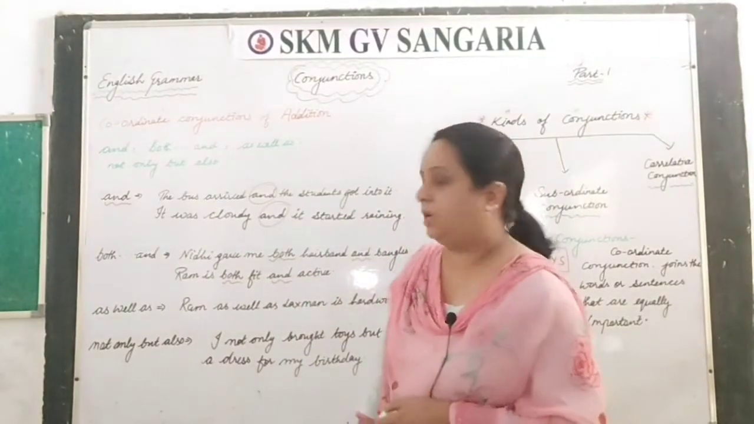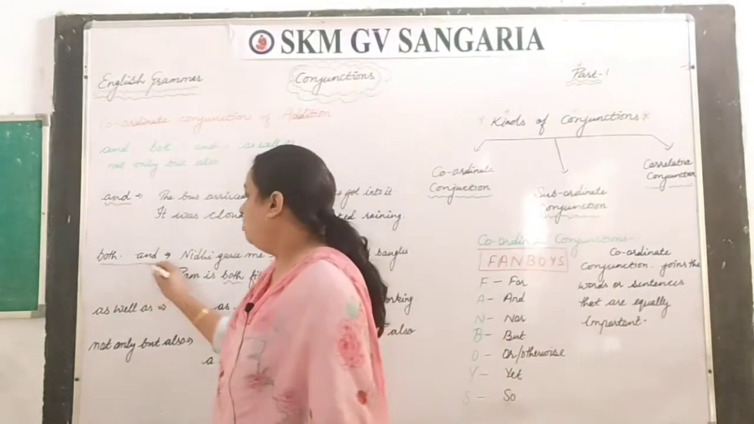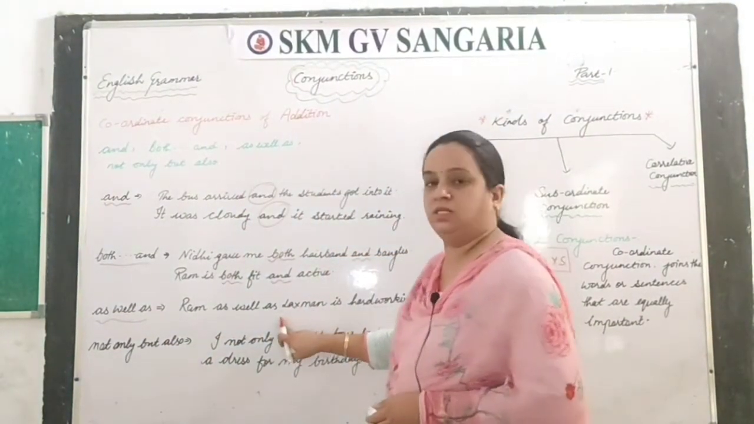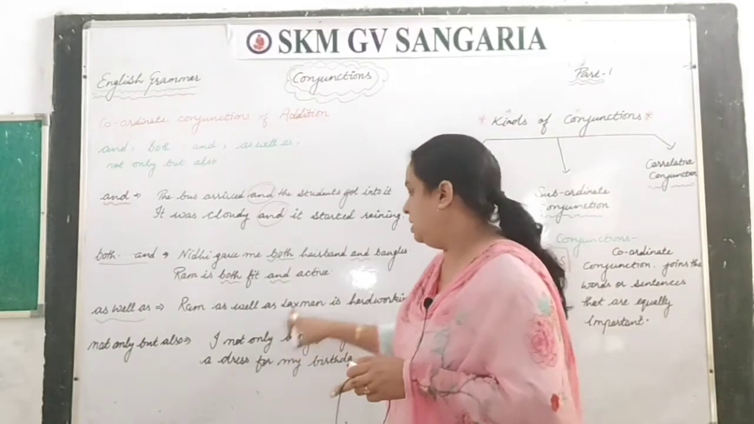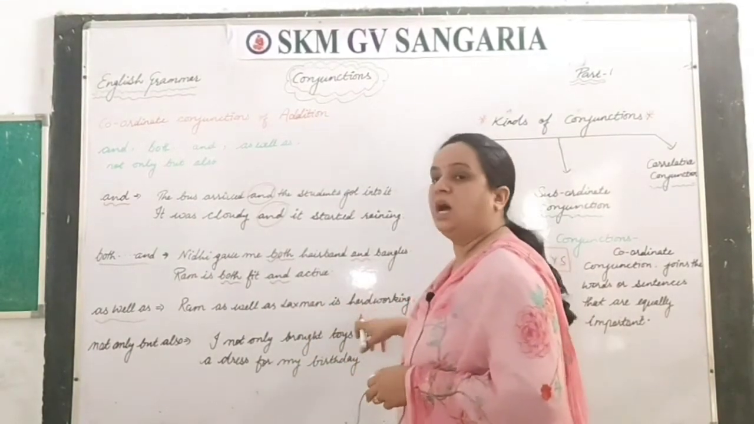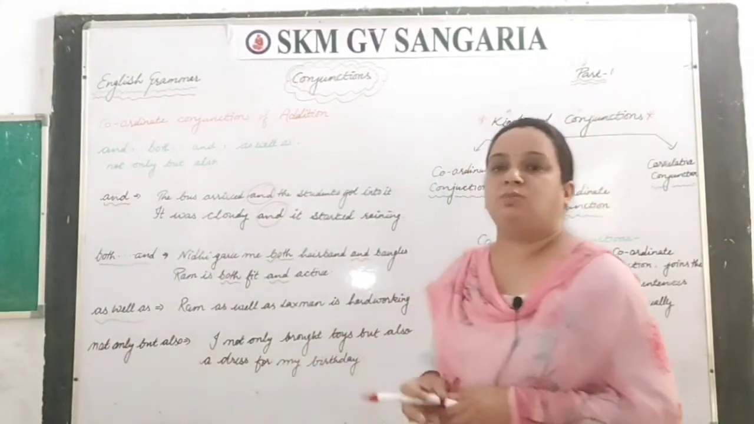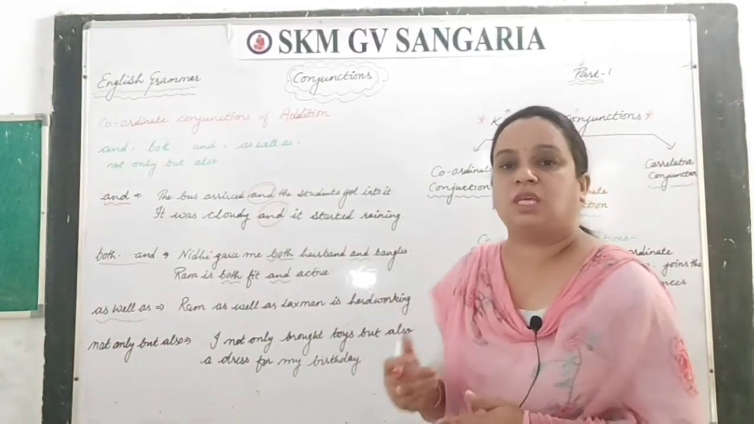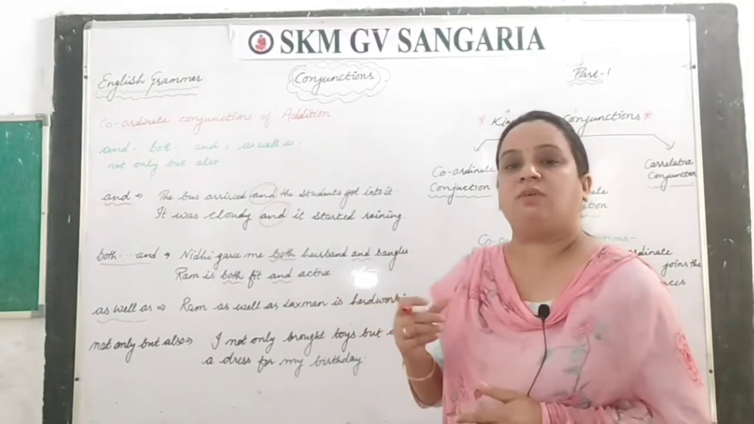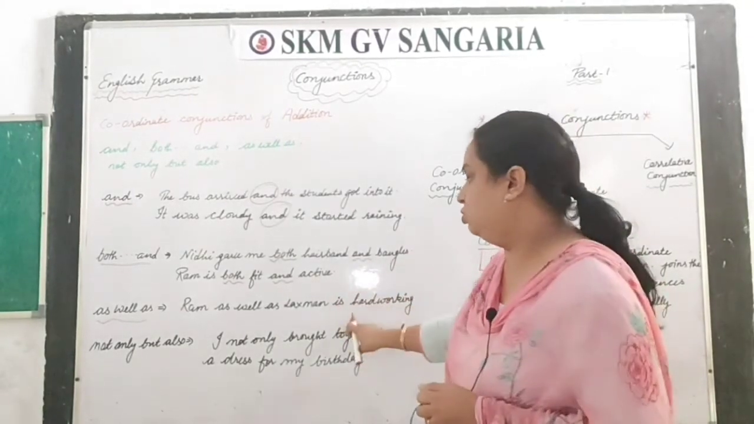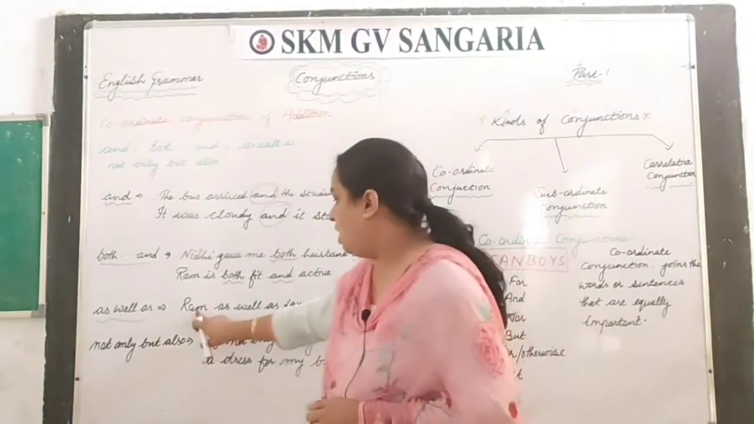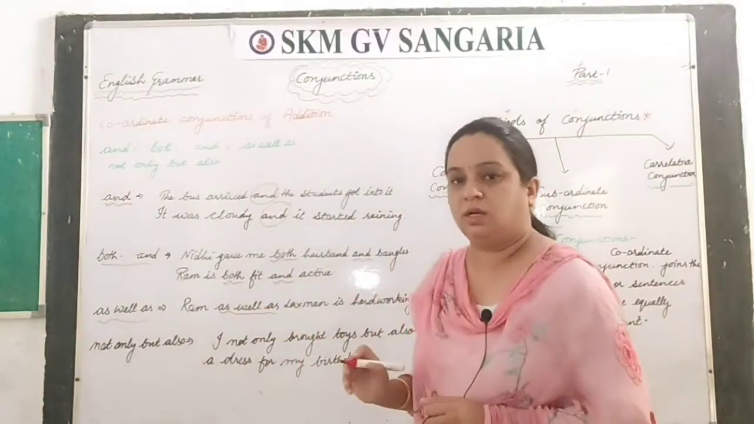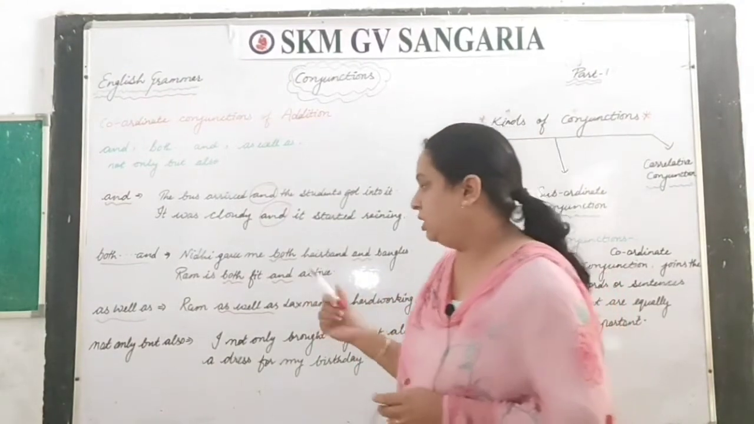Next is as well as. Next use is of as well as. So that is what? Ram as well as Lakshman is hard working. So as well as means with one person, with one noun, if we are adding a second noun which has the same qualities, we have to use as well as. So here Ram as well as Lakshman is hard working. Clear? The same amount we want to say there.